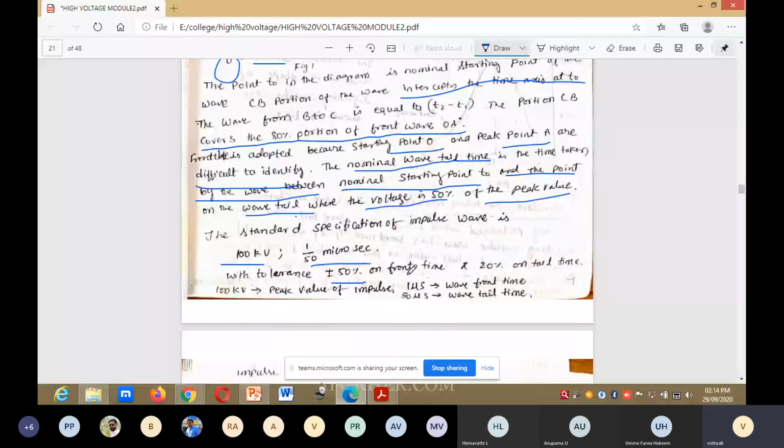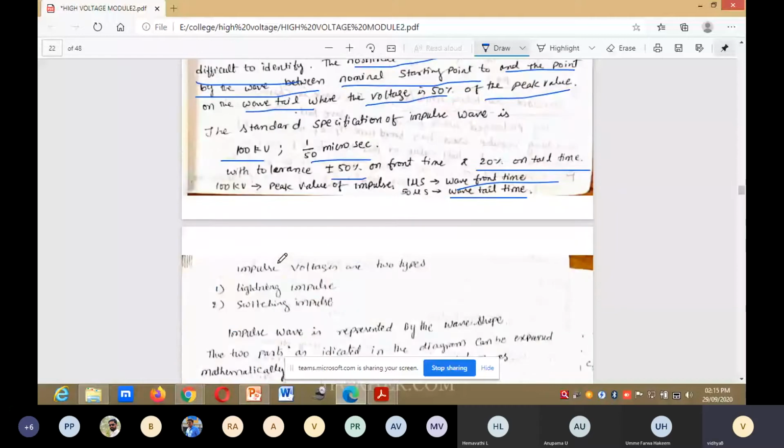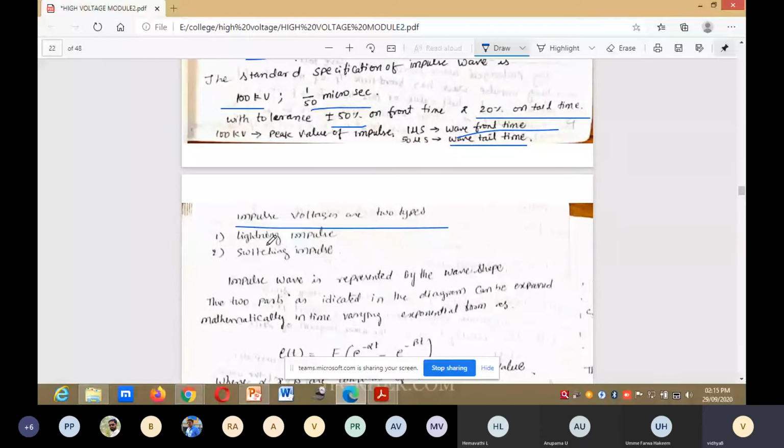100 kV is the peak value of the impulse. 1 microsecond is the wave front time and 50 microseconds is the wave tail time. Next, impulse voltages are of two types: first is lightning impulse and second is switching impulse.